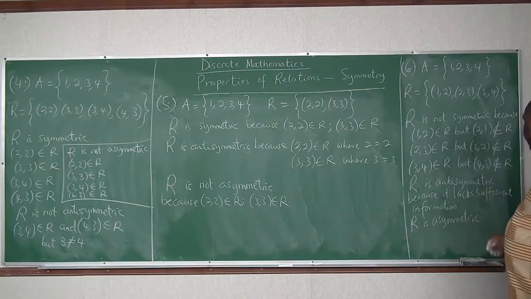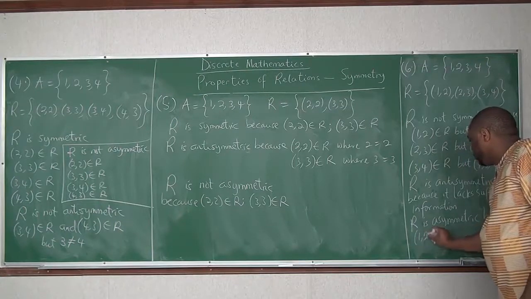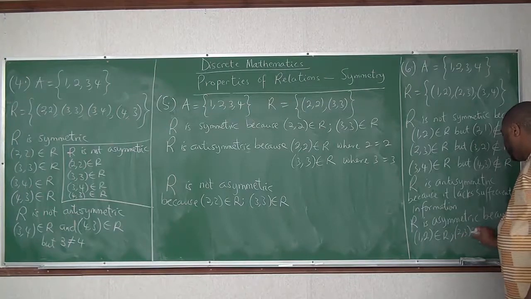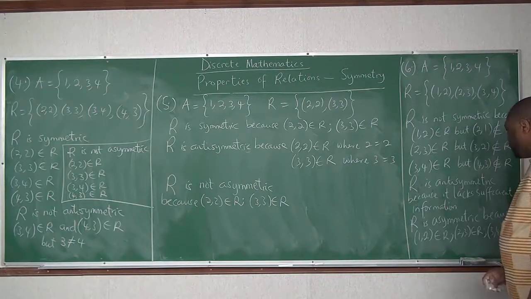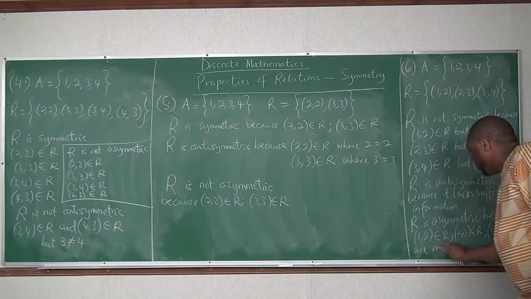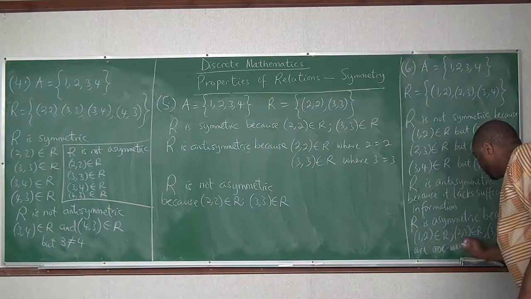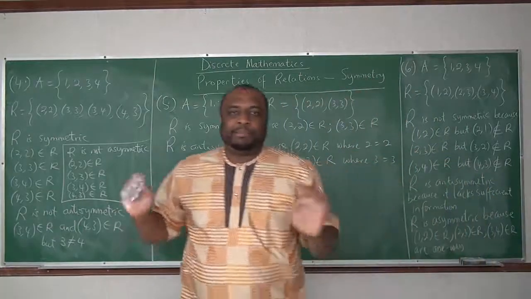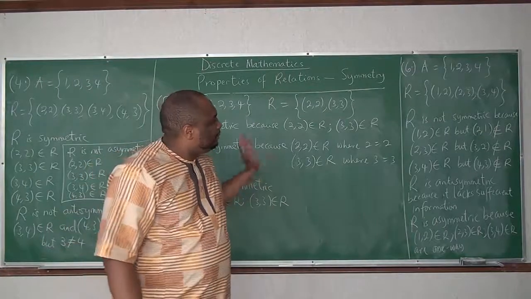It's asymmetric because you have 1, 2, element of arrow, 2, 3, element of arrow, 3, 4, element of arrow, and these are only one way. Like you don't have 2, 1. If you had 2, 1, then that's a problem, because with asymmetric, if you have 1, 2, then you should not have 2, 1. So it is asymmetric.